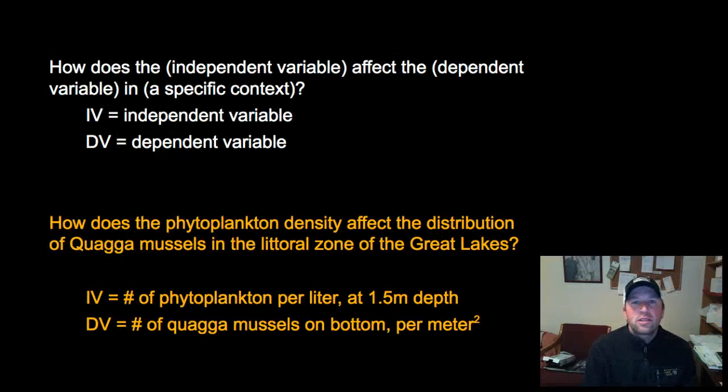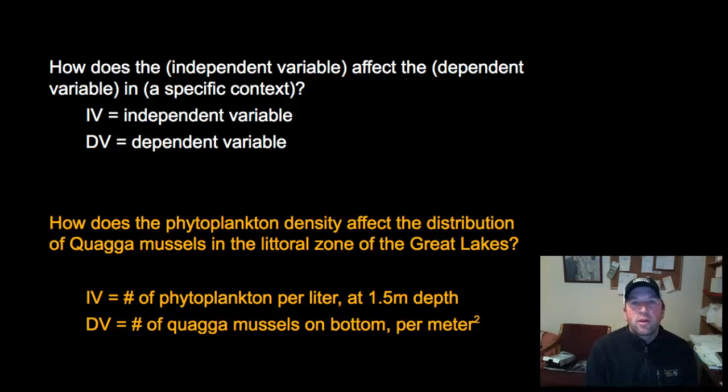Scientific questions are usually phrased in this kind of format. How does the independent variable affect the dependent variable in a specific context? So in our example, we could think about how the phytoplankton density, the amount of phytoplankton, affects the distribution of quagga mussels in the littoral zone of the Great Lakes. Littoral zone just means sort of in the shallow area near the shore.